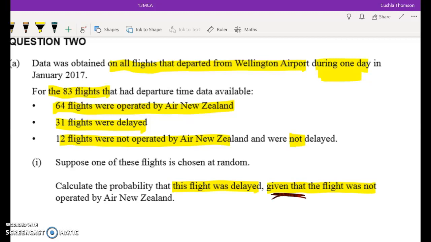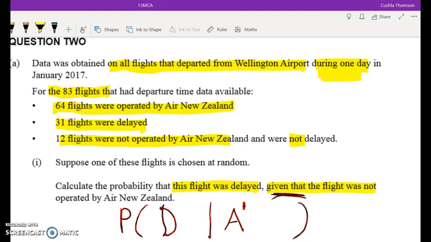As soon as you see that "given that", you know that the first thing you've got to work out is a conditional probability. So it's given that it was not done by Air New Zealand, which I'll write as A dash. What are the chances that the flight was delayed? So I'm going to write that as D.